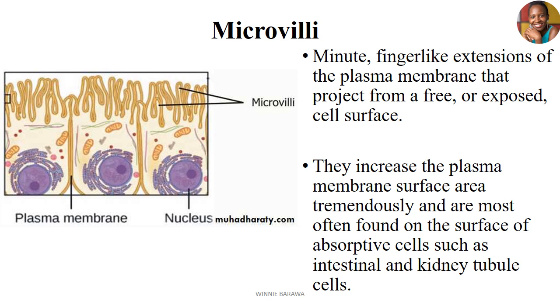And that's basically a summary of what the microvilli are. It's a minute finger-like extension or projection from the plasma membrane that projects exposedly from the cell, and the main purpose is to increase plasma membrane surface area for exchange of materials. Commonly found in absorptive cell surfaces, e.g. in the intestines or in the kidneys. We can also find microvilli in the respiratory system, which allows for gaseous exchange.